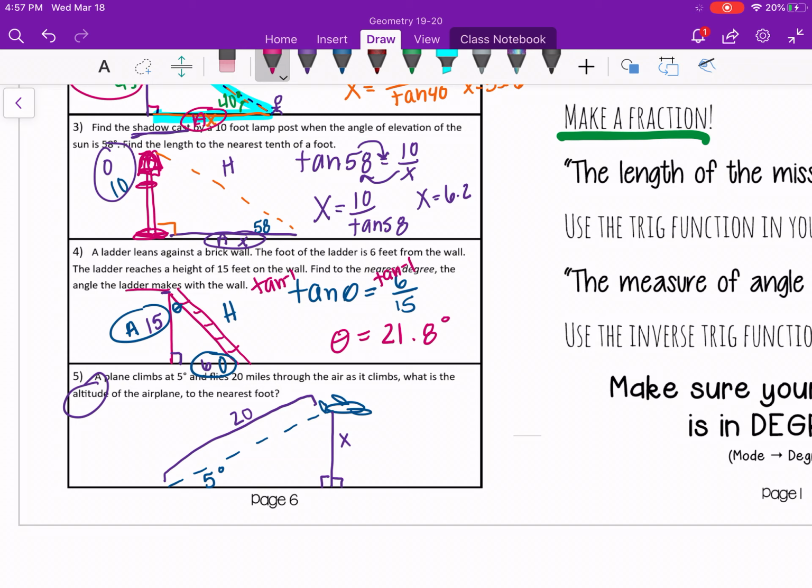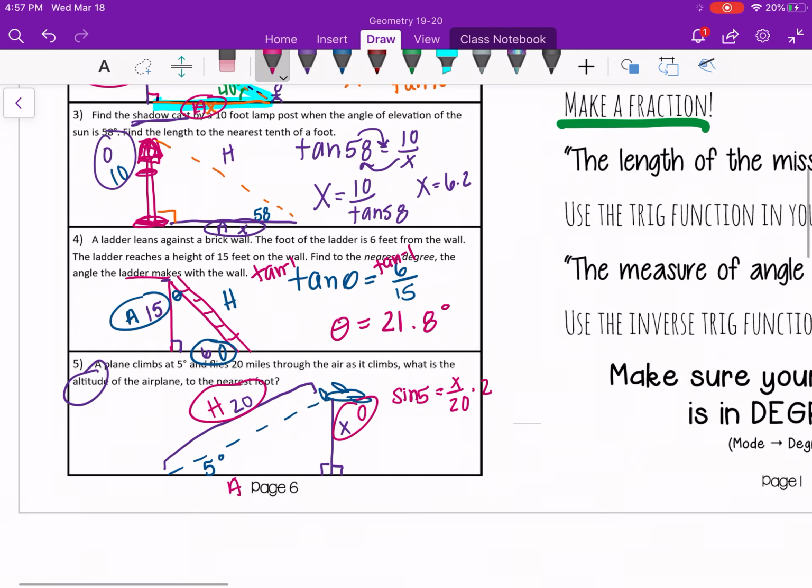So from there, I label my sides. I've got my hypotenuse, my opposite and adjacent. I circle, and I get sine, because the O and H means I have to use sine, of 5 degrees equals opposite over hypotenuse, which means we end on an easy one, because all we got to do is multiply 20 times sine of 5. X equals 1.7, 1.7 miles in the air. So the plane is only a mile off the ground after it's gone 20 miles from the runway.